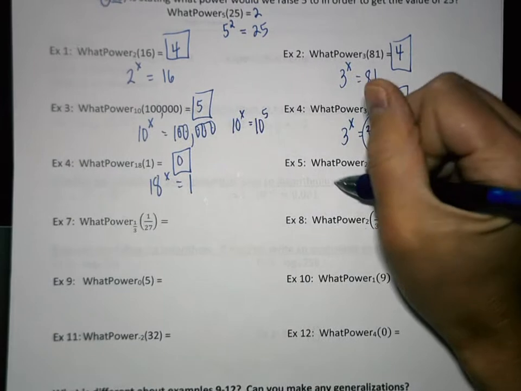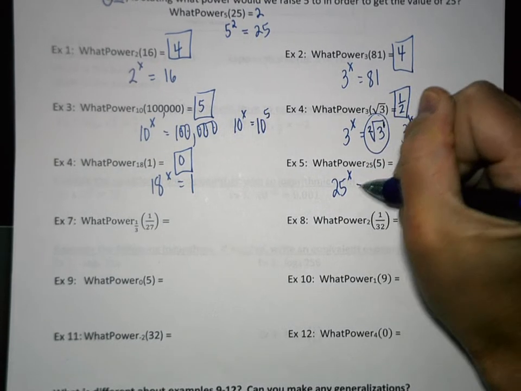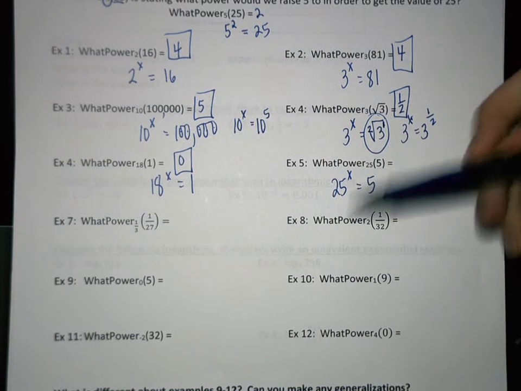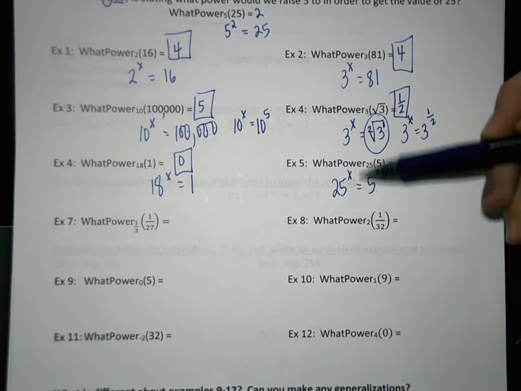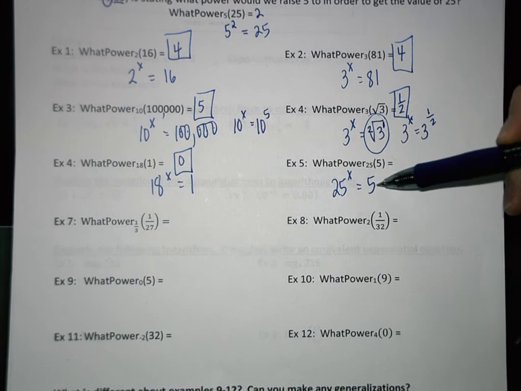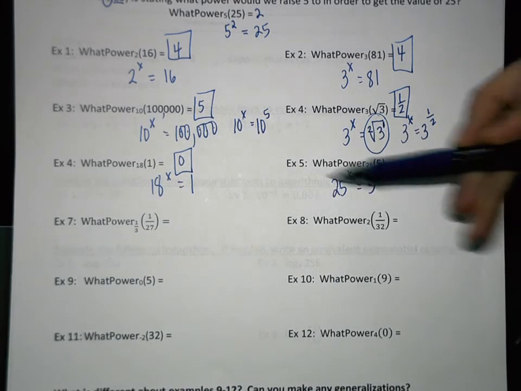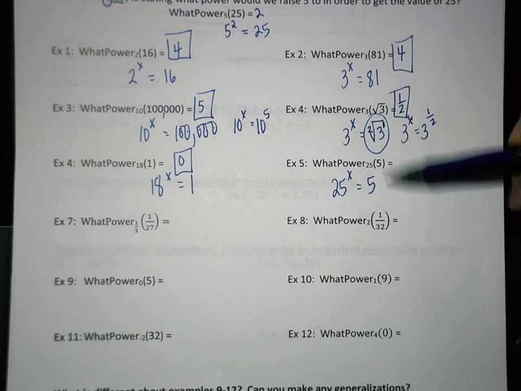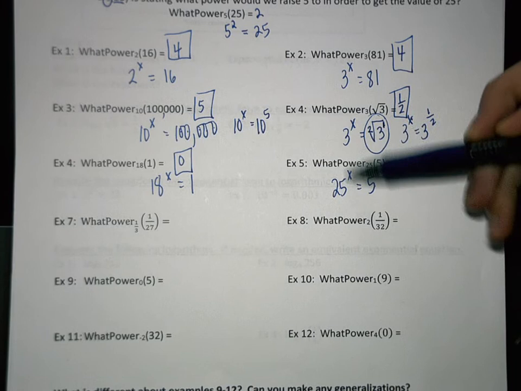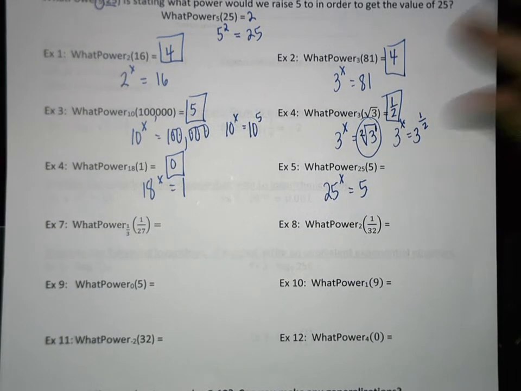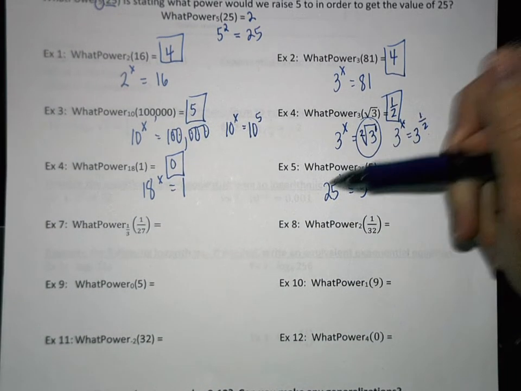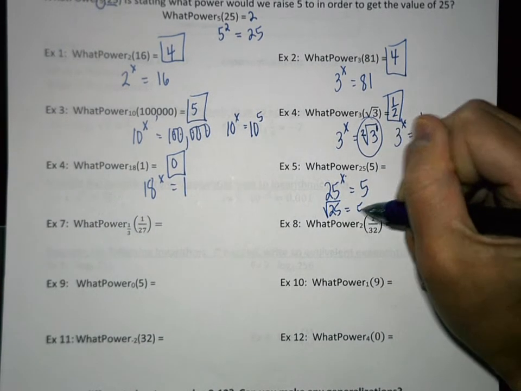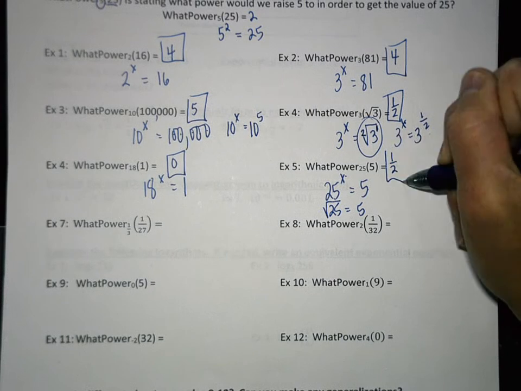Okay, example 5. 25 to what power gives you the answer of 5? There's a couple ways of solving it, but in order to get a 5 from 25, we would have to take the square root of 25, because we know that the square root of 25 does equal 5. And so in terms of exponents or powers, this would have to be 1/2. Just like here, 3 to the 1/2 made root 3. 25 to the 1/2 would make a square root of 25, which then does equal 5. So my answer here is 1/2.